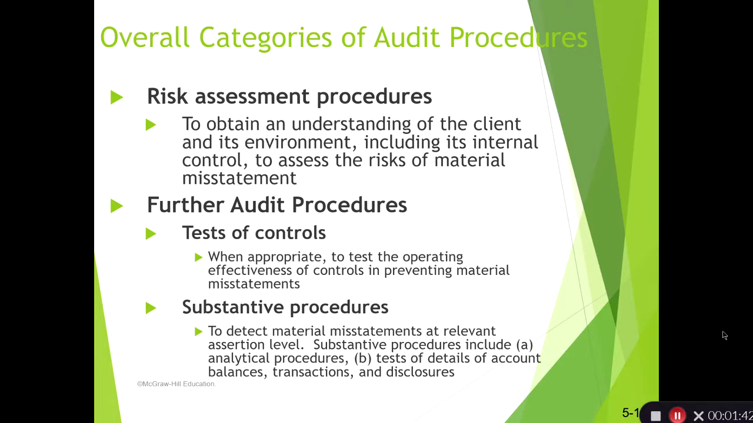And we're actually looking at the account balances, transactions, disclosures, and then looking at the individual, for example, transactions that go into those accounts. And we'll talk about different ways we can test those as we move along. But those are our three categories of audit procedures: risk assessment, and then control testing and substantive testing.